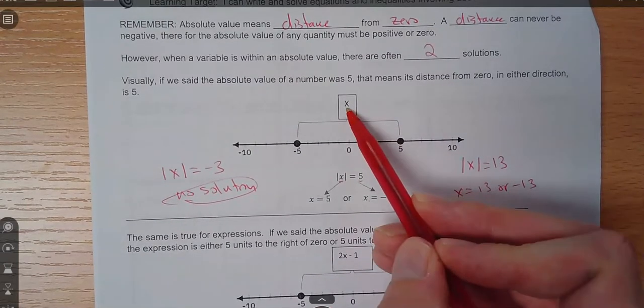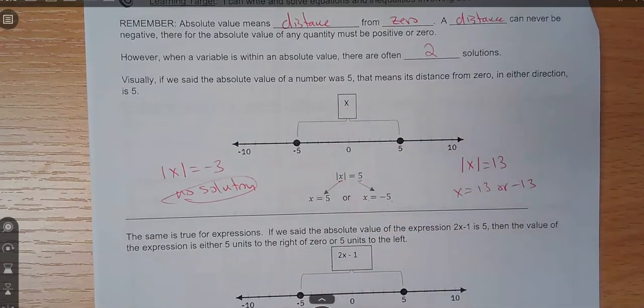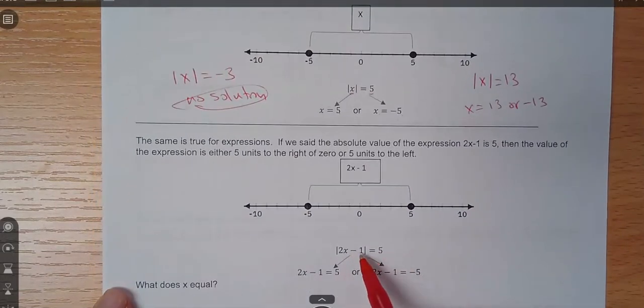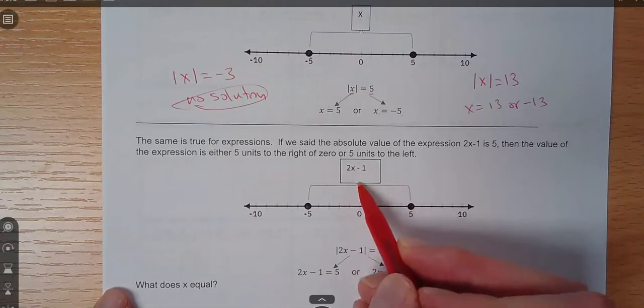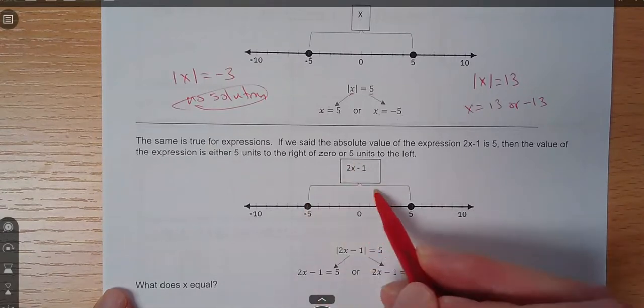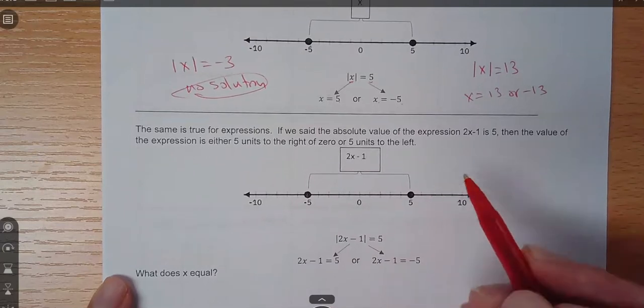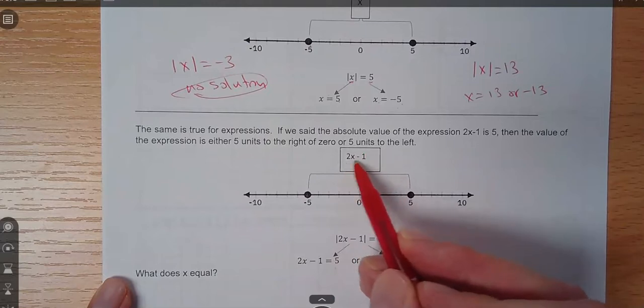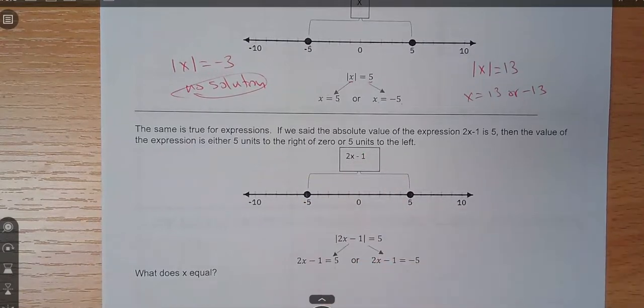Now, I can do that with numbers, but I can also do it with expressions. If I have an expression with an absolute value, like if I say that the absolute value of 2x minus 1 is 5, that means this expression is sitting at negative 5, or it's sitting at positive 5. So either 2x minus 1 equals positive 5, or 2x minus 1 equals negative 5. So it breaks down into two separate equations. Then from there, it's solve it.